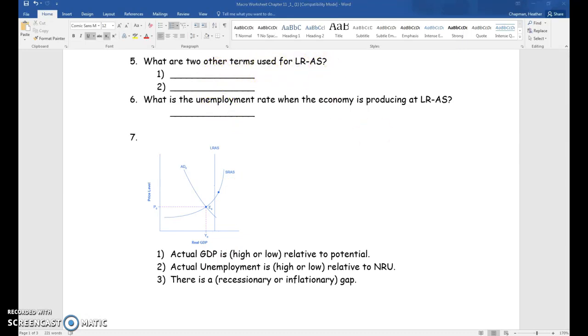One of them is potential GDP. It's the maximum that we can produce if we're at our happy place of unemployment. The other one that I won't use, you won't see it on the test, but you might find it online or in the book, is full employment GDP. So this concept of full employment is saying we are at our natural rate of unemployment. So the next question, what is the unemployment rate when the economy is producing at our long-run aggregate supply? The answer is we are at the natural rate of unemployment, which in our country is about 4% to roughly 5%.